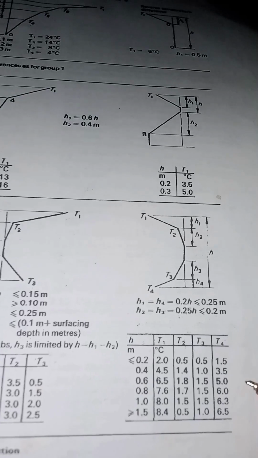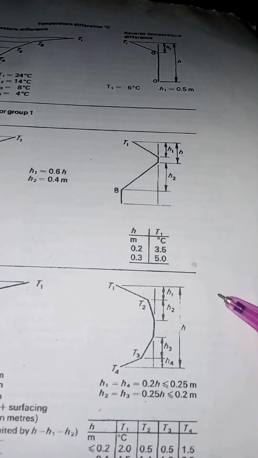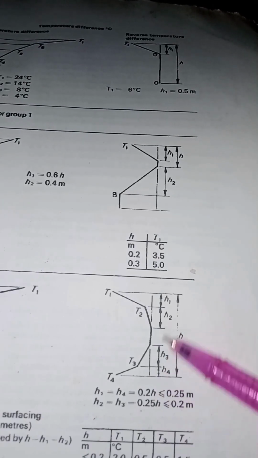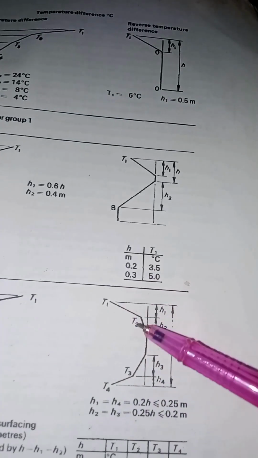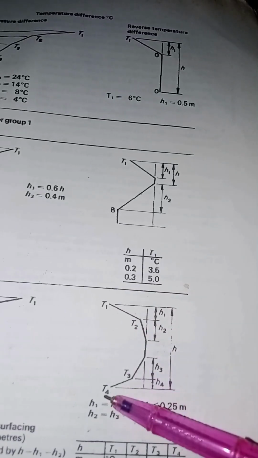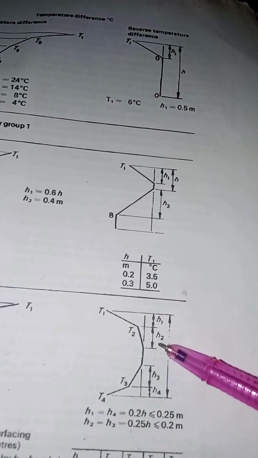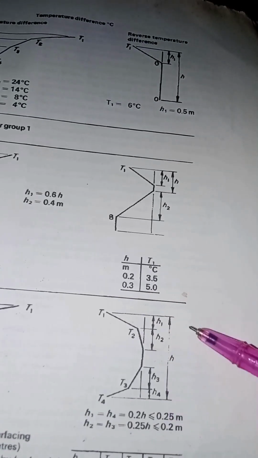Now let's look at the temperature diagram. For the reversal temperature side, you see that on this side we have our T1, T2, T3, and T4. You can see their various heights. We have H1, H2, H3, and H4.